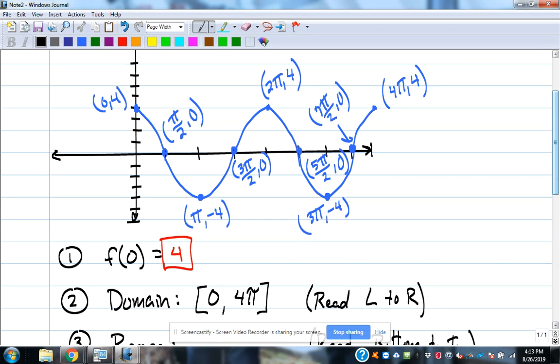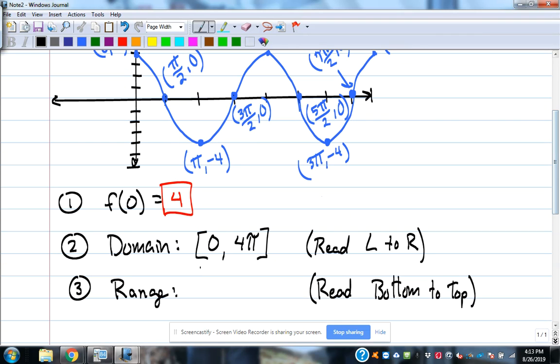So bottom to top. What's the lowest y value? -4. What's the highest y value? +4. Are there any gaps in between those two? The blue line covers all the y values right here between those. Same thing in this little spot and this spot too. There are no empty spots in there. So my range is going to be from -4 to +4. We're reading bottom to top out of that range.